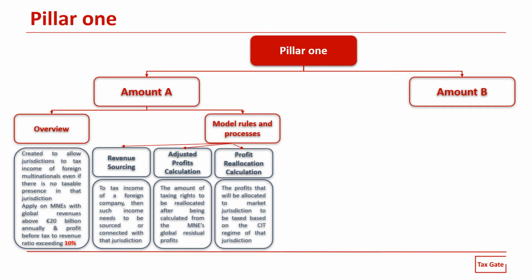And here it should be highlighted that the profits that are going to be reallocated to a jurisdiction will then be subject to tax based on the corporate income tax regime of that jurisdiction. Good. The next point is the marketing and distribution profits safe harbor calculation.